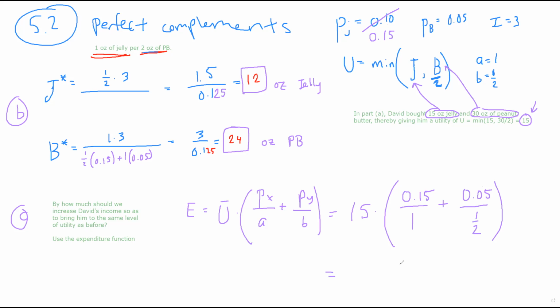When I crank this out, I get (0.15 divided by 1, plus 0.05 divided by 0.5) times 15, which is $3.75. This makes sense. What was his old income? His old income was $3. Now that the price of jelly has gone up from 10 cents to 15 cents, he's going to need a little bit more money to offset the increase in price. So he went from spending $3 to spending $3.75 to get the same utility of 15 sandwiches as before.